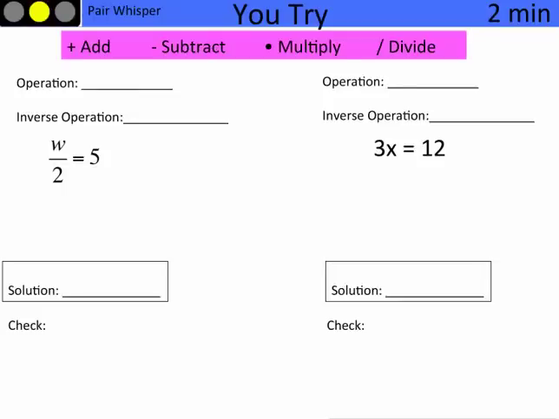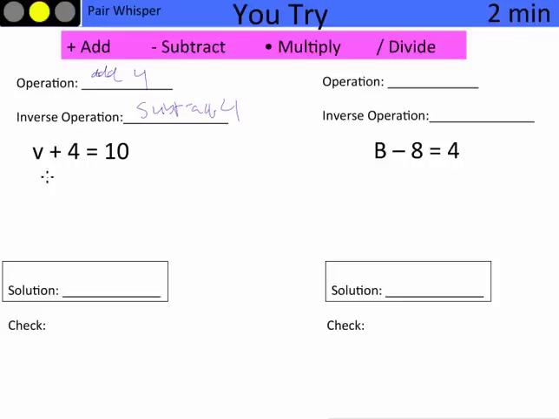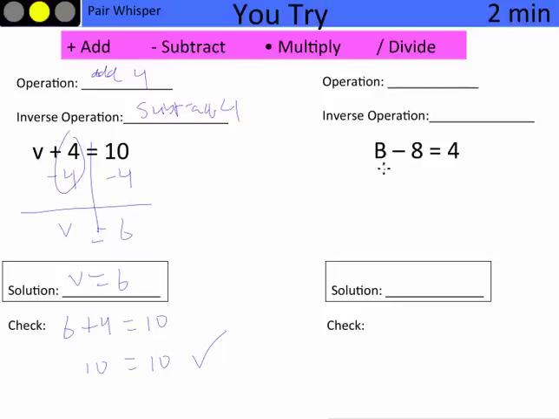I see that v is being added by 4. So we're going to subtract 4. v minus 4, or subtract 4 from both sides, and we get v equals 6. We can check our solution. We have v plus 4, so 6 plus 4 equals 10. This is true, so it means we're right.